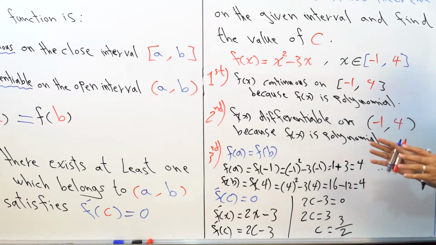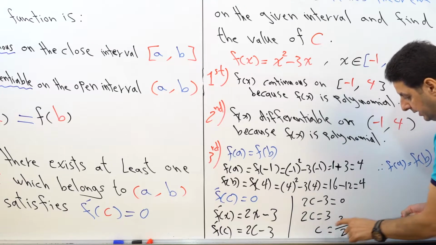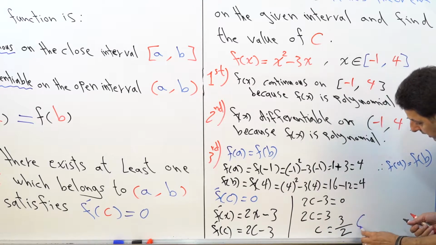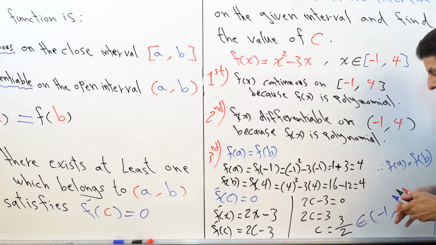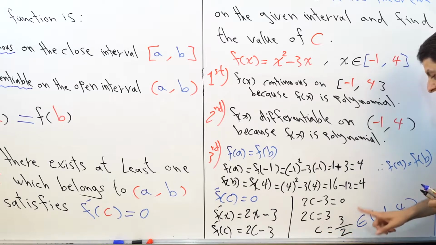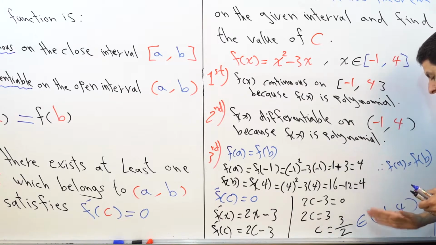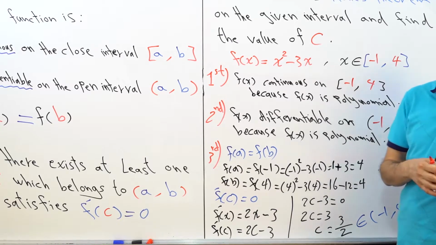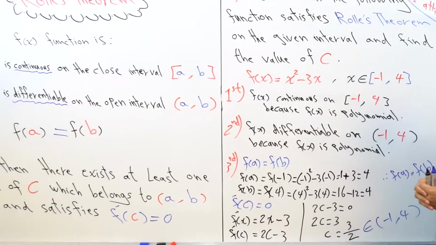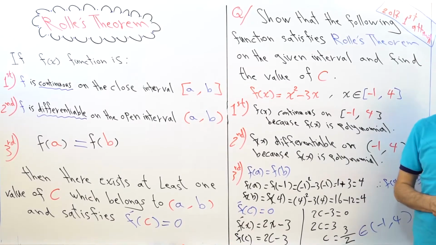Now you have to make sure that this number belongs to the open interval. You must make sure that c belongs to the open interval -1 to 4. C equals 3 over 2 belongs to -1 to 4. That is Rolle's theorem, and this example satisfies the three conditions and we found the value of c.